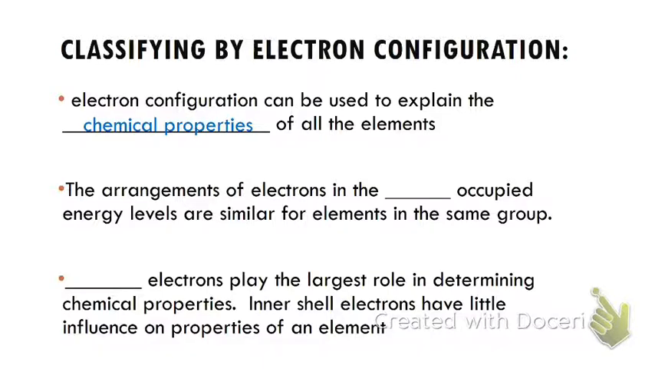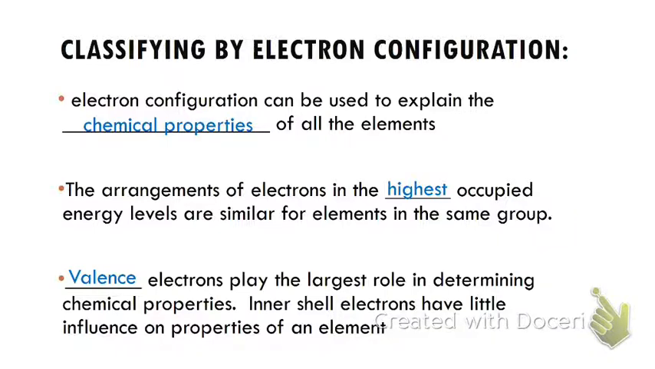Now, the arrangement of electrons in the highest occupied energy levels is always going to be similar for the same group. We've already seen that. The valence electrons are the same in the same group, and those are the electrons that have the largest role in determining chemical properties. Inner shell electrons barely influence things.